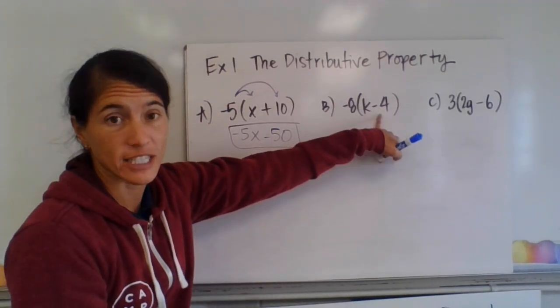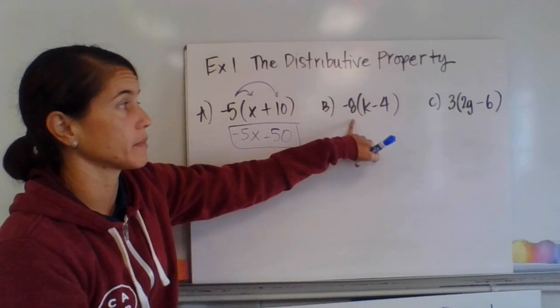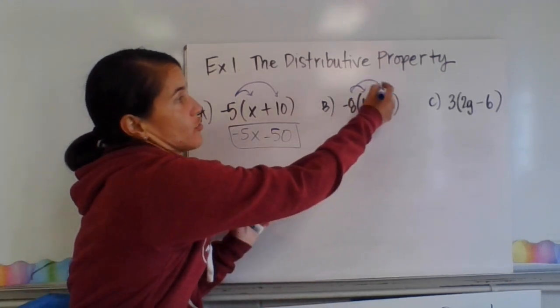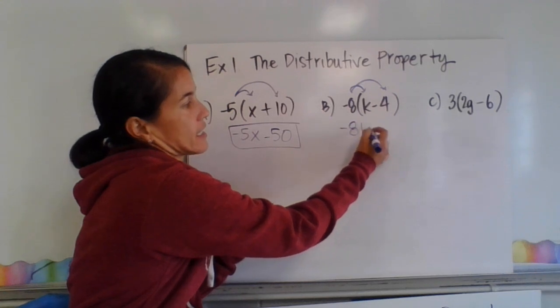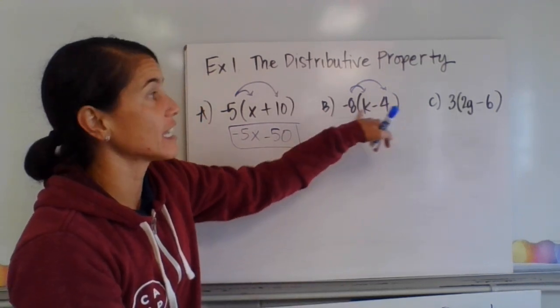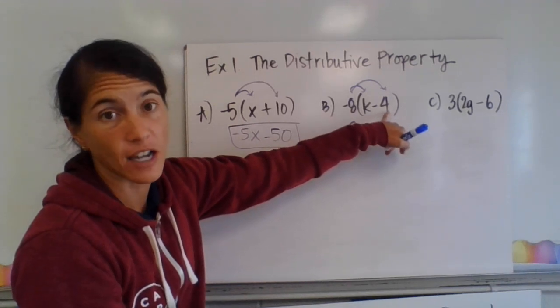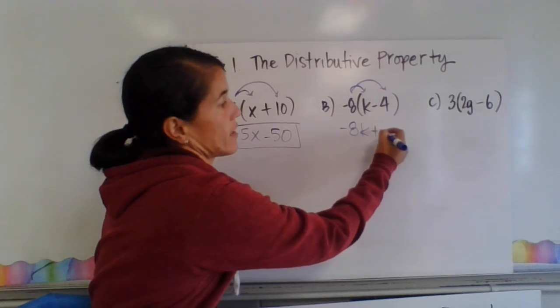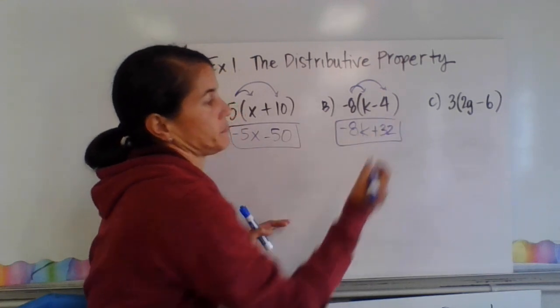Example B, I have a difference in parentheses, k minus 4, and I'm going to distribute the negative 8. So when I distribute, I get negative 8k. Negative 8 times k is negative 8k. Negative 8 times negative 4, this is a common mistake. People will forget this negative. Negative 8 times negative 4 is a positive 32.